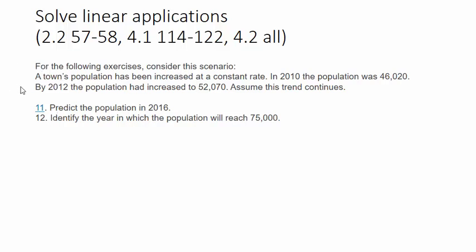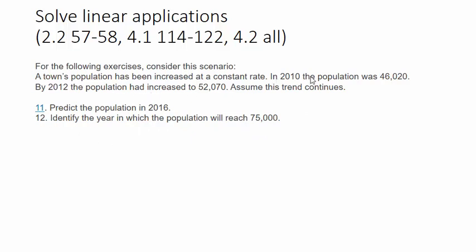A town's population has been increasing at a constant rate. In 2010, the population was 46,020. By 2012, the population had increased to 52,070. Assume this trend continues. So we're going to predict the population in 2016 by finding a linear model, and then identify the year in which the population will reach 75,000 according to that model.